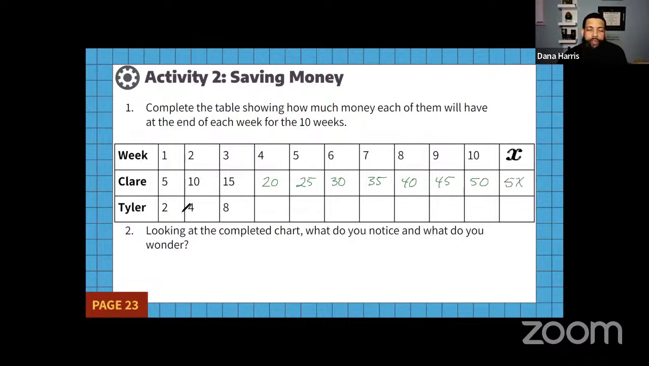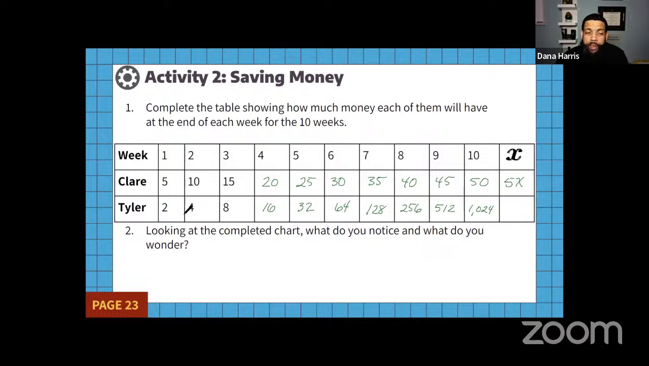Now, let's look at Tyler. Tyler's money doubles each week. So it starts with $2, then 4, then 8. We double that. Remember, double means multiplying by 2. 16 times 2 is 32, 64, 128, 256, 512, and then 1024.